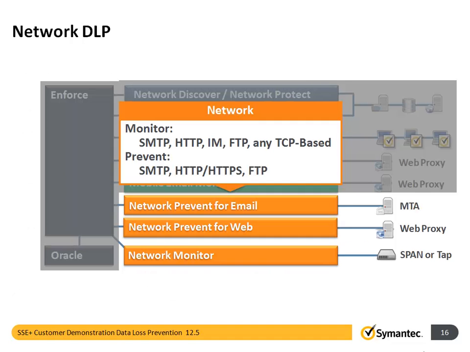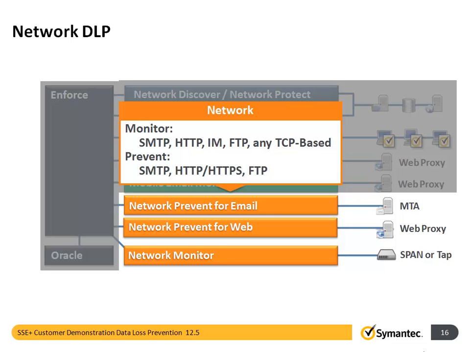Just to recap what we've seen so far, we've seen action taken by Symantec Data Loss Prevention's Network DLP products, which are listed here. You can see we have Network Prevent for email, Network Prevent for web, and Network Monitor. What these products allow you to do is to monitor confidential data leaving or attempting to leave your network via SMTP, HTTP, IM, FTP, and basically any TCP-based protocol.